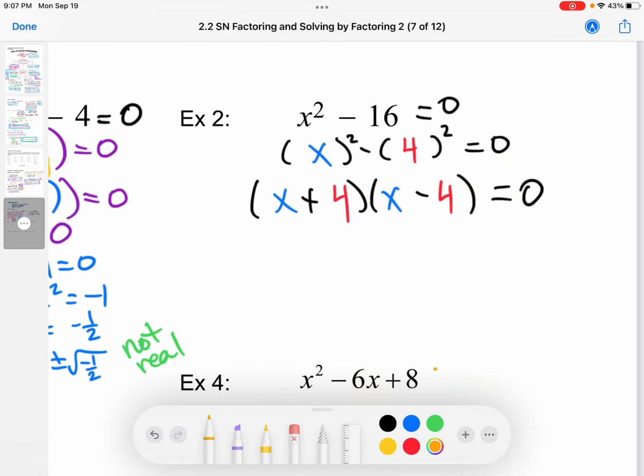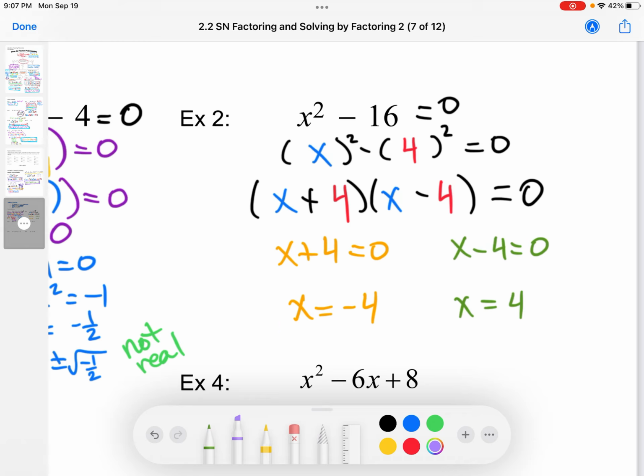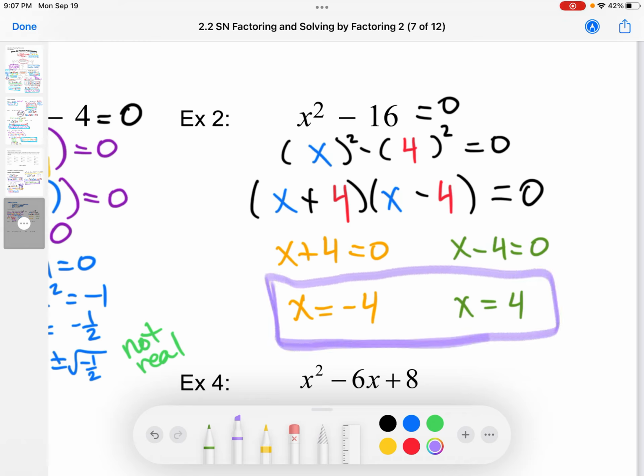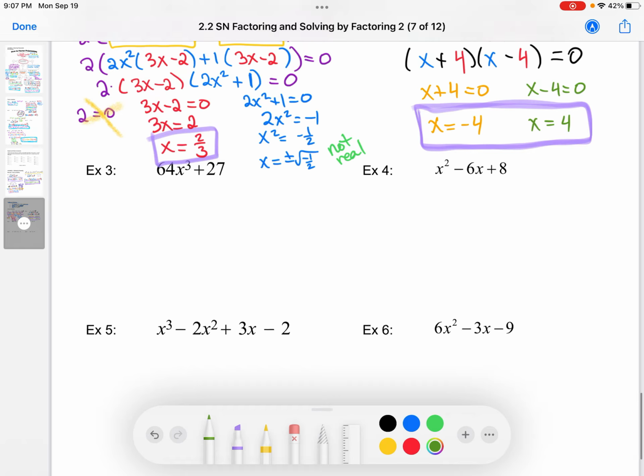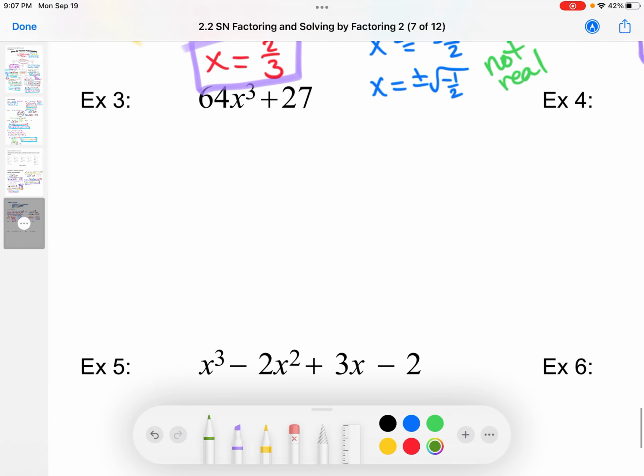Now, solving these, x plus 4 is equal to 0. So x will equal negative 4. And then solving the other one, x minus 4 equals 0. So x equals positive 4. And these are your two solutions. X equals positive 4 and x equals negative 4. Two solutions. Factor with difference of squares. Set each factor equal to 0. Solve those equations.